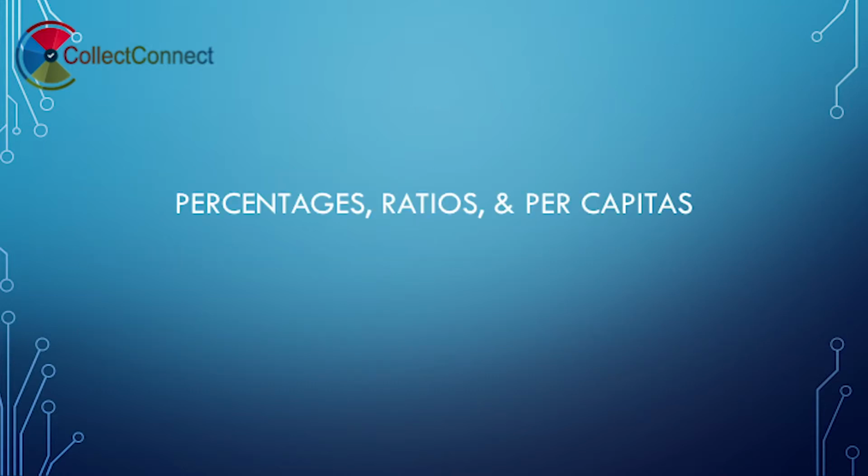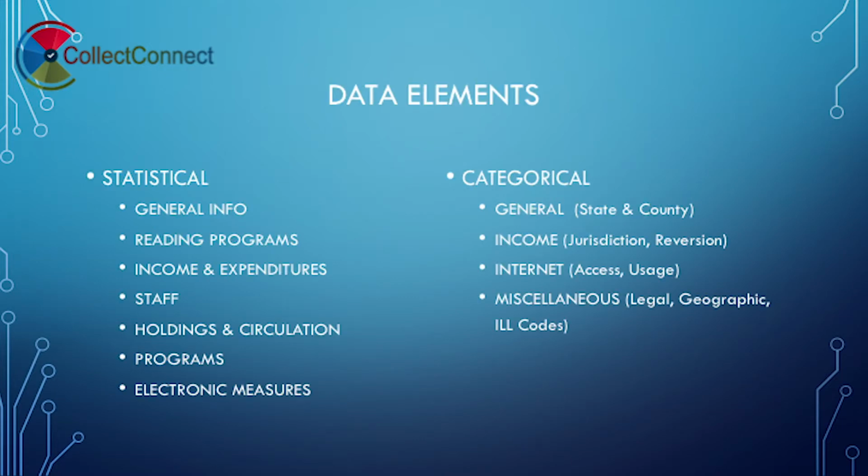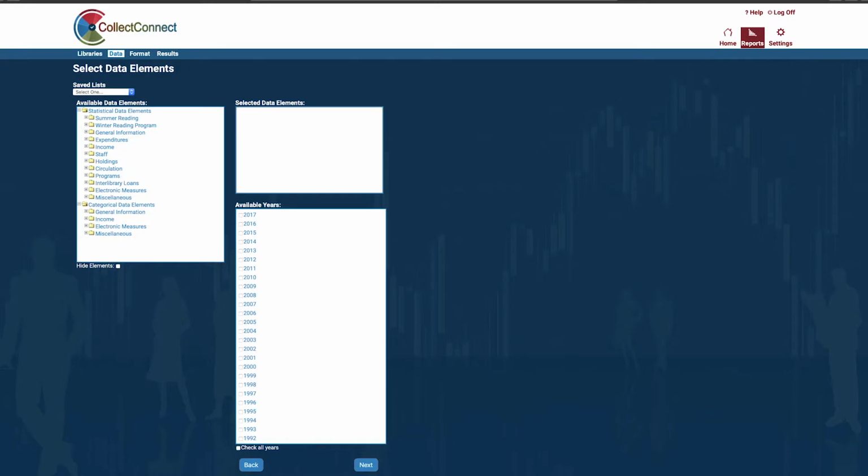Percentages, ratios, and per capitas. A major advantage of using Connect is the capability of producing tables and charts showing percentages, ratios, and per capita information without having to manually enter formulas. There are 2 general categories of data elements in Connect: statistical and categorical. On the Select Data Elements screen, they appear as shown here with plus or minus to expand or contract as appropriate. The next 3 slides show the type of percentage, ratio, and per capita information available for the statistical data element holdings.